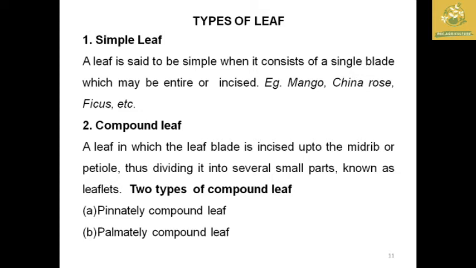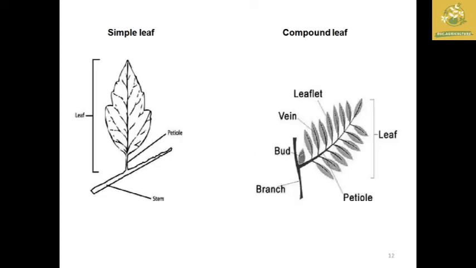And the second one is the compound leaf. In the compound leaf, the midrib is incised into the petiole, and there are small leaflets. You can classify them into two types of compound leaves: the first is the pinnate compound leaf, and the second is the palmate compound leaf. These are the pictures of simple as well as compound leaves.